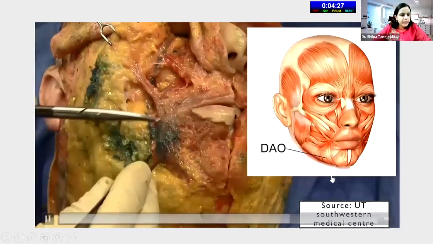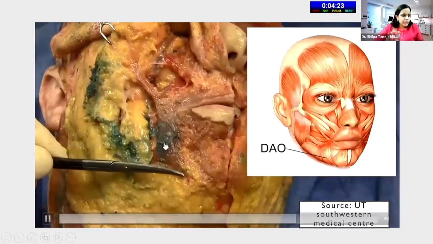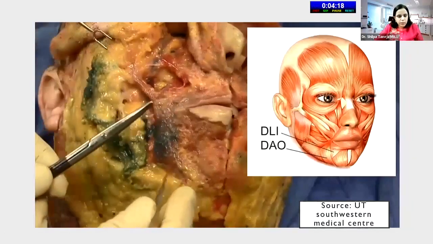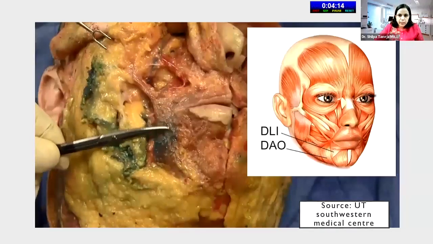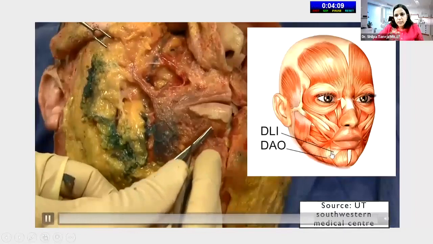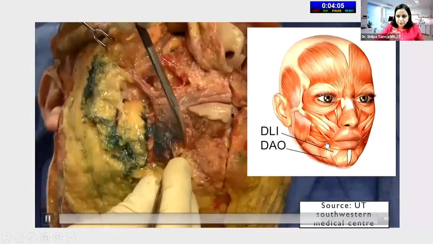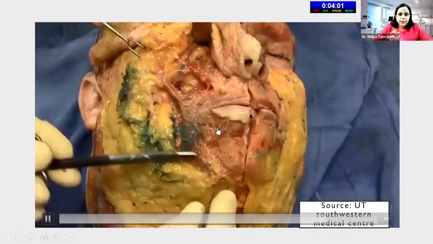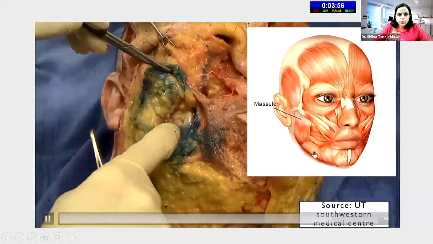That's why the crow's feet injections should be really superficial and carefully subdermal. This is the DAO, the deep anguli oris muscle, which lies here. Always whenever we have to inject here, the neuromuscular injections, we should inject laterally in the area of DAO and not in the area of DLI, which is a medial deep muscle which lies below the DAO. Injections into the DLI will cause droop of the lower lip.